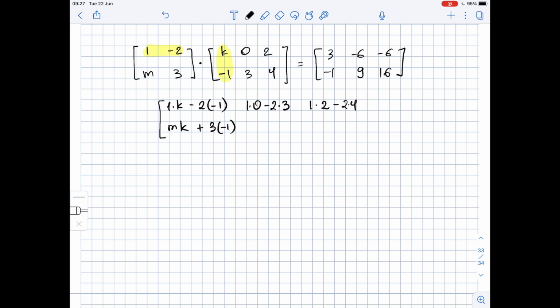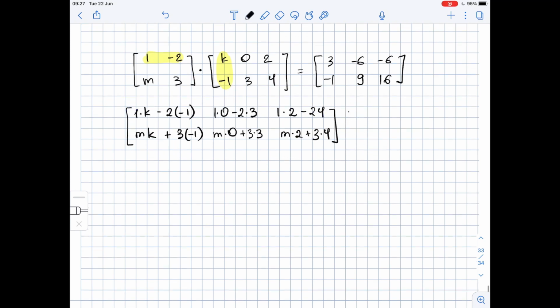Then m times 0 plus 3 times 3. Then m times 2 plus 3 times 4. Well, and this whole thing still equals the right side matrix.